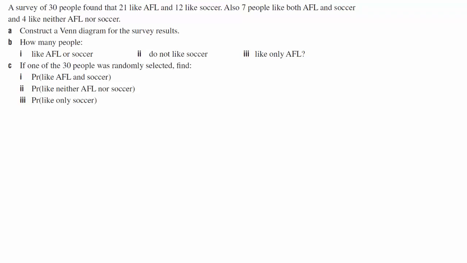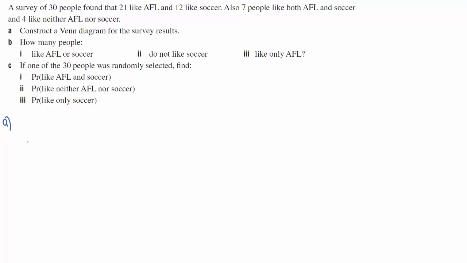In this example, we're going to be using a Venn diagram. We're told that a survey of 30 people found that 21 like AFL and 12 like soccer. We're also told that 7 people like both AFL and soccer, and that 4 like neither AFL nor soccer. To begin, let's construct a Venn diagram for the survey results.